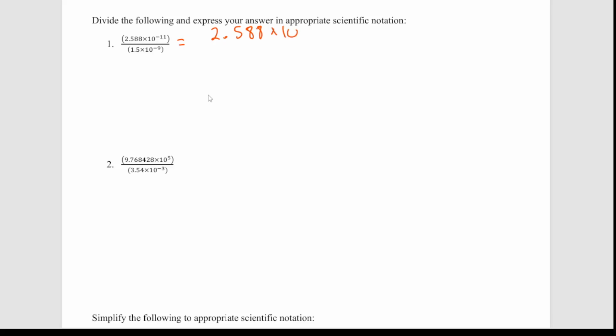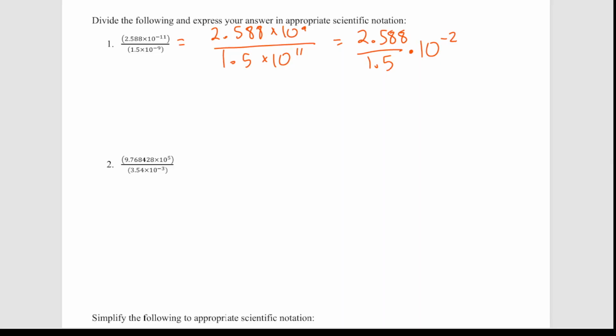2.588 times 10 to the positive 9th over 1.5 times 10 to the positive 11th if we realize how negative exponents work. So that's going to be 2.588 over 1.5 times 10 to the negative 2nd, because 9 minus 11 is negative 2, aka we're going to end up with 2 tens in that denominator.